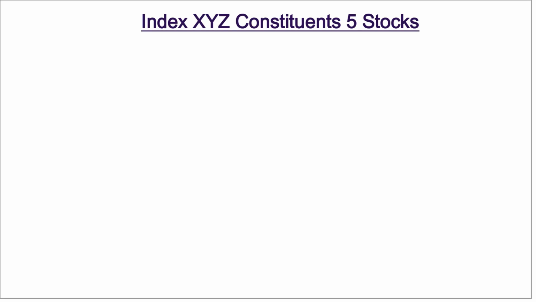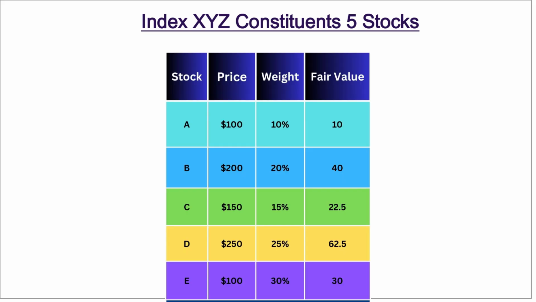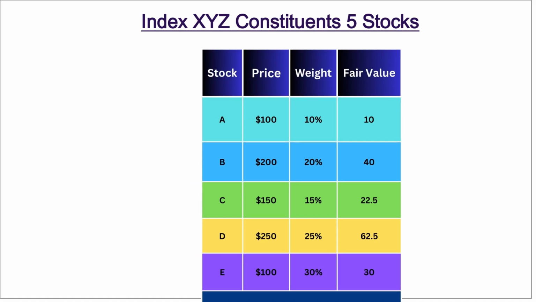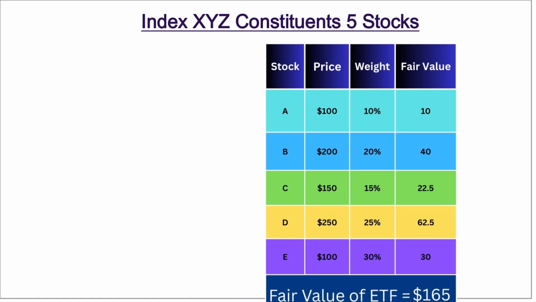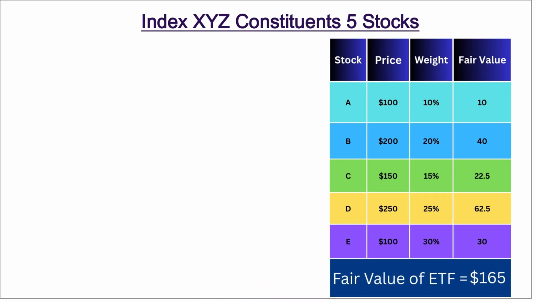Let's say an index XYZ consists of 5 stocks: A, B, C, D, E. As you can see on the left hand side, the price of A is $100, B is $200, C is $150, D is $250, and E is $100. And then their weights are 10%, 20%, 15%, 25%, and 30%. If you add all these weights, it comes to 100%. It means that the index XYZ consists of these 5 stocks only: A, B, C, D, E.